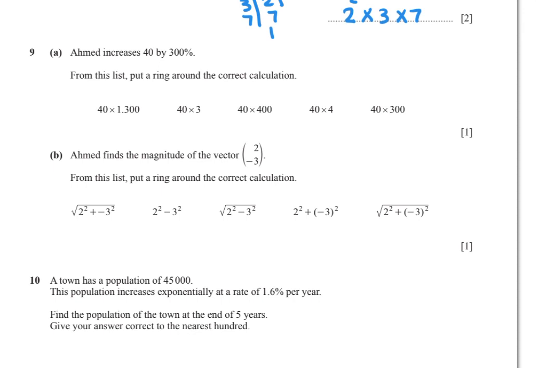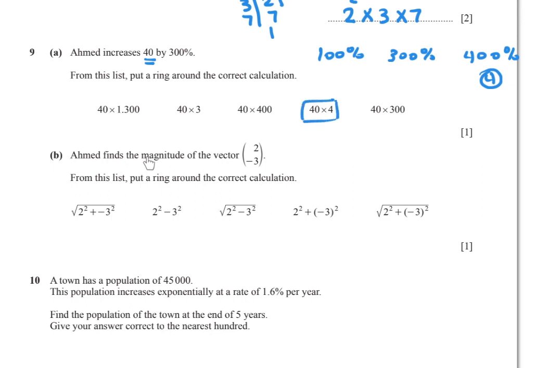9a. Ahmed increases 40 by 300%. From this list, put a ring around the correct calculation. Increases by 300% means it was 100%, increases by 300%, so now the new value is 400%. 400% means 4, so multiply the number by 4. So multiply 40 by 4. So this is the correct answer.